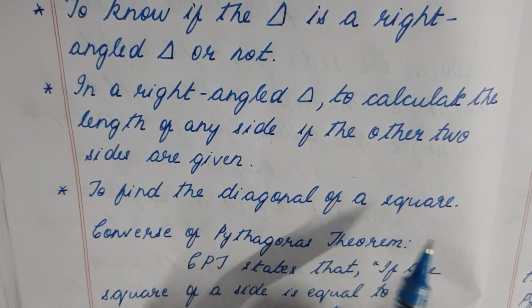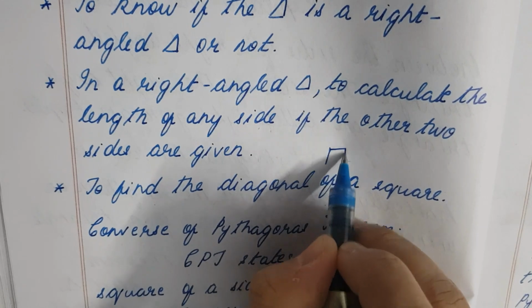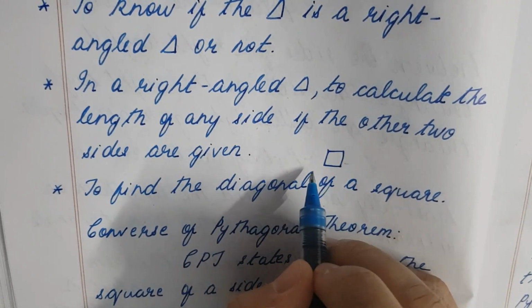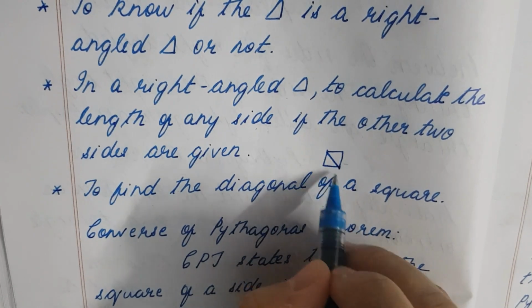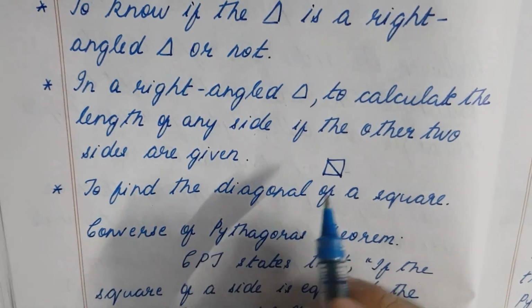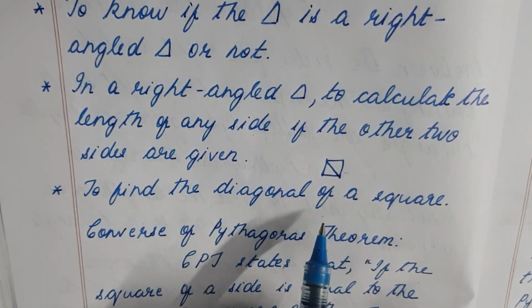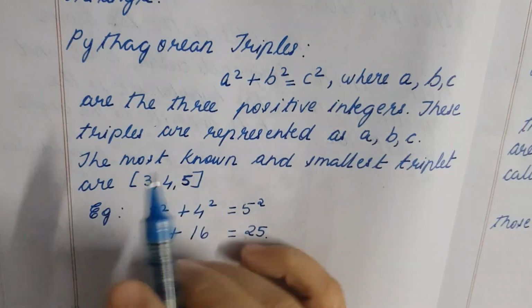To find the diagonal of a square. So diagonal of a square ஓட அர்த்தம் என்ன? See, this is a square. A square is equal by all sides இல்லையா? So diagonalனா இதோட cross. ஸோ பாருங்கள், இது இப்படி பார்த்தாலும் it is a right angle triangle தான், அதே மாதிரி இப்படி பார்த்தாலும் it is a right angle triangle தான். ஸோ அதனால தான் to find the diagonal of a squareருக்கு கூட நம்ம Pythagorean theorem யூஸ் பண்ணுவோம்.